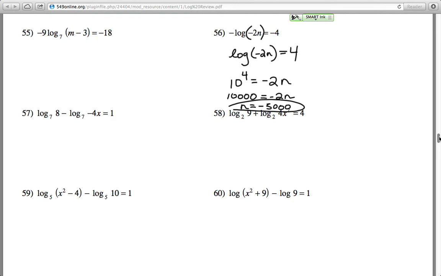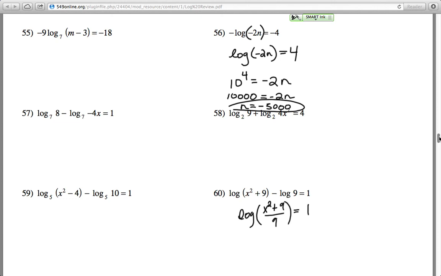Let's do one more. Let's do one where it has properties. Let's do number 60. All right. Is it logs on both sides or one side? One side. There's only logs on the left. But is it a single log? Now you got to use properties. You got to put it back together. What do you do when you got subtraction and you want to put it back into a single log? Divide. So we're going to have log of (x squared plus 9) divided by 9 equals 1.